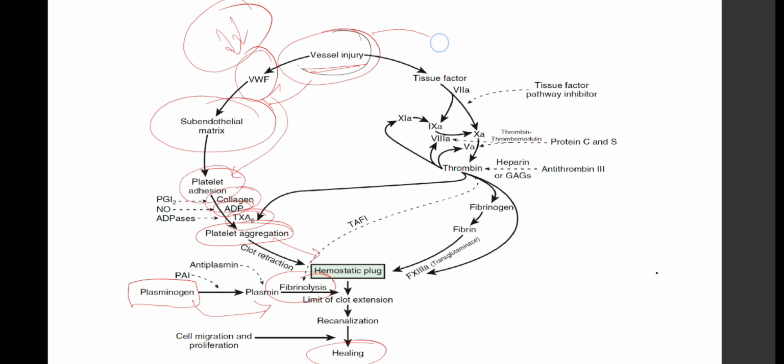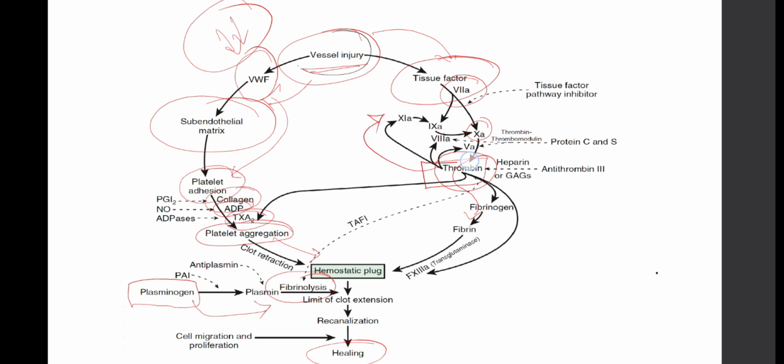After the vascular injury, there is a simultaneous release of the tissue factor, which activates factor 7, that means the extrinsic pathway, and this extrinsic pathway converts factor 10 and thrombin to fibrinogen, and this thrombin also activates the intrinsic pathway.